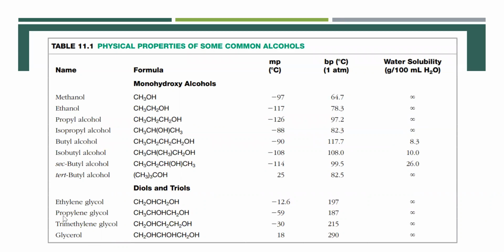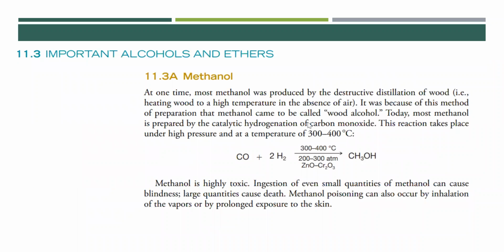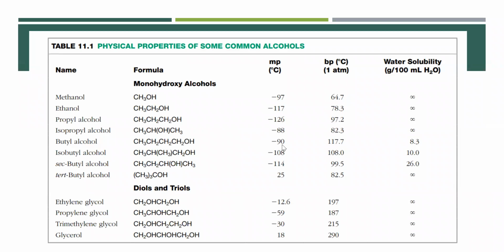In fact, if you look at the boiling points of our alcohols, the boiling point is very high. For instance, butyl alcohol has 117 here. They should have shown the molecular weight anyway. And diethyl ether, with a weight comparable to your butyl alcohol, is very, very low, 34.6. The melting point is also very low as compared to the melting point of the alcohol.